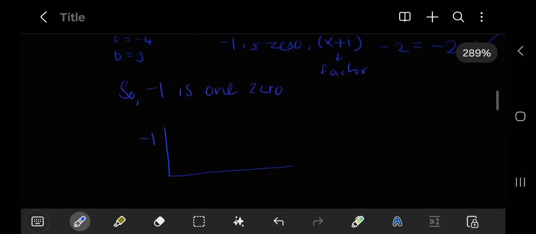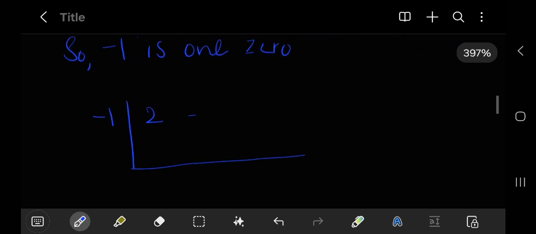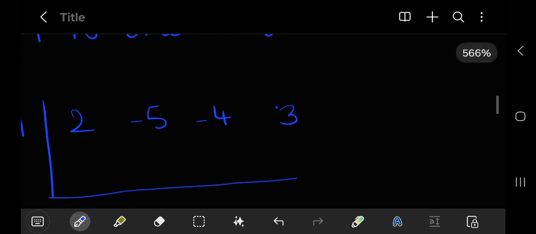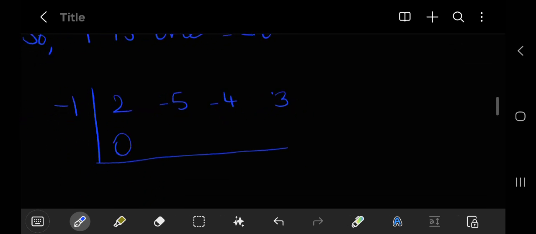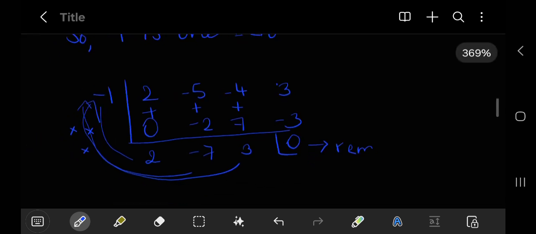It's my favorite process. So take a box, take the zero out of the box, and put all the coefficients inside: 2, −5, −4, 3. Now the first one will be 0 because the x³ coefficient is 0. Add 2 plus 0, it is 2. Multiply and write it again, −2. −5 plus (−2) is −7. Multiply again by −1, which gives me +7. −4 plus 7 is 3. 3 into −1 is −3. And last it's 0, which is my remainder.